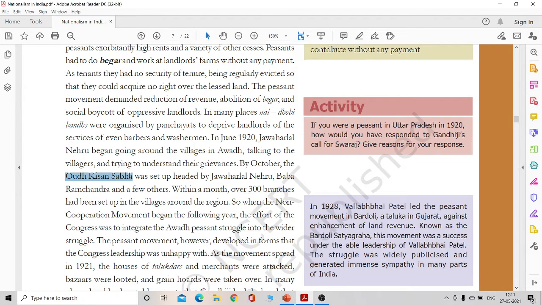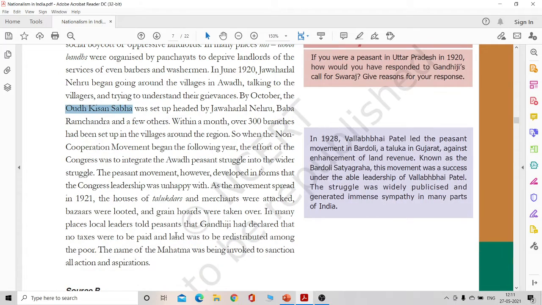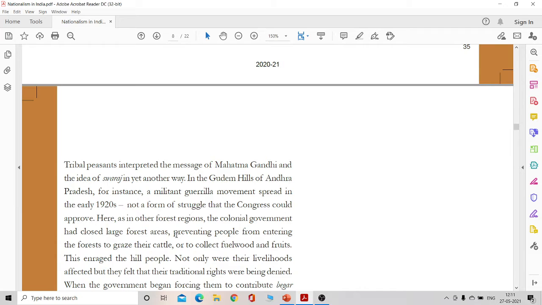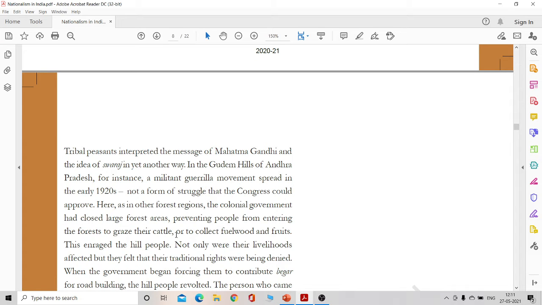Then, who headed the Awadh Kisan Sabha? It was by Jawaharlal Nehru and Baba Ramchandra. So these are a few 1-marker questions to look into, right? Now, the next question that is there was tribal participation.